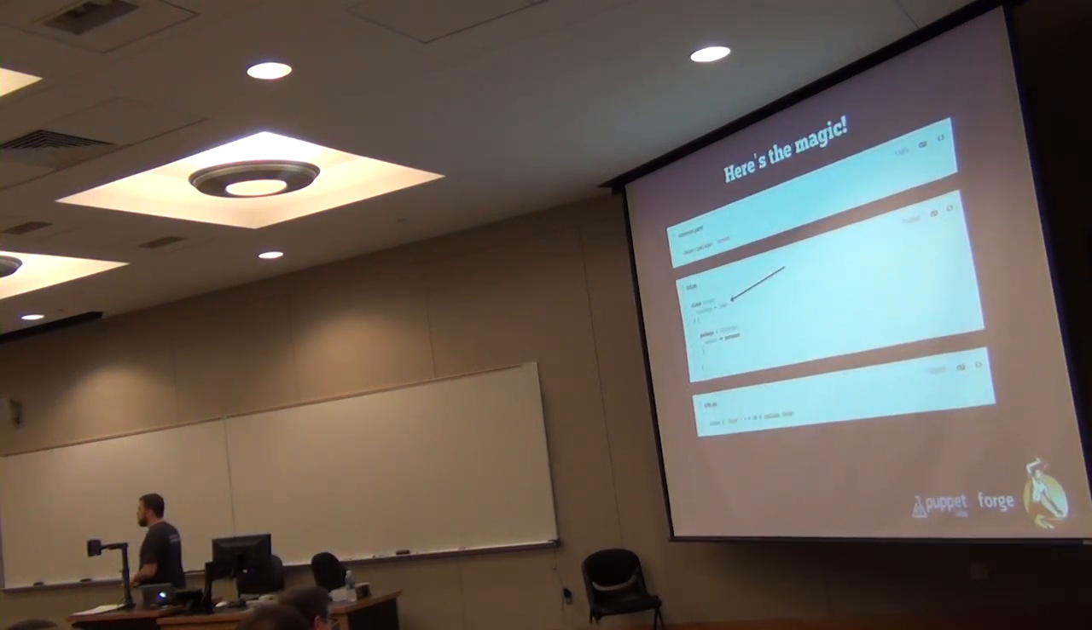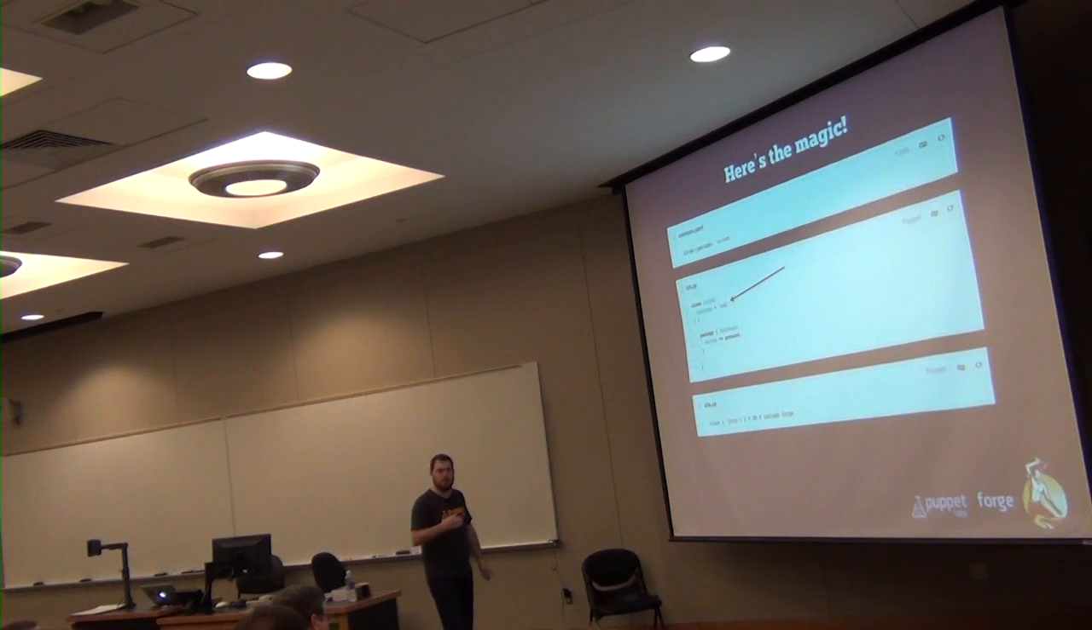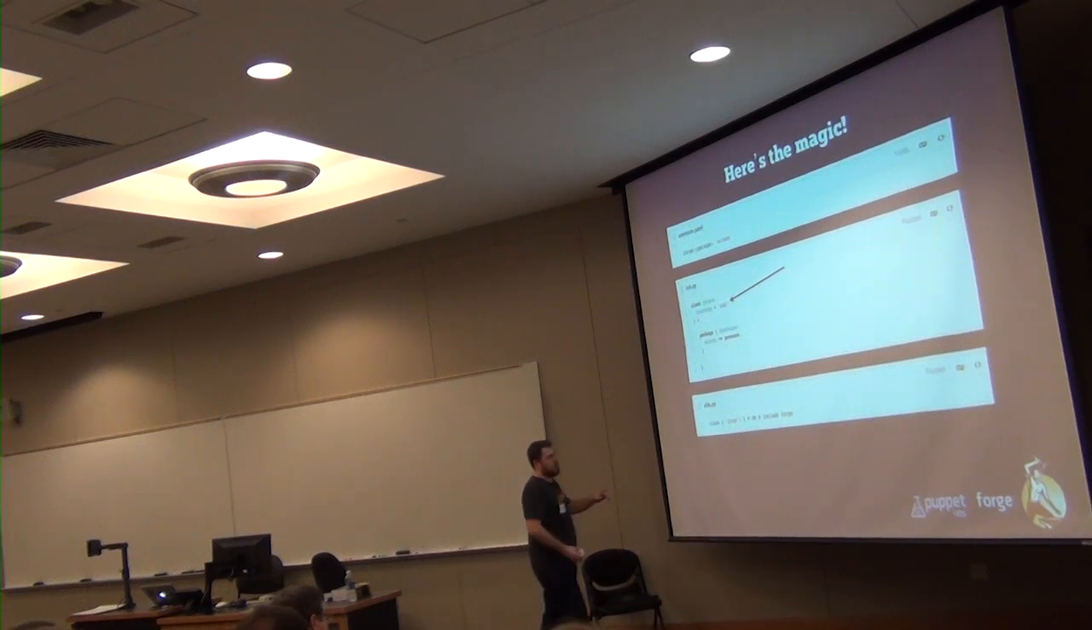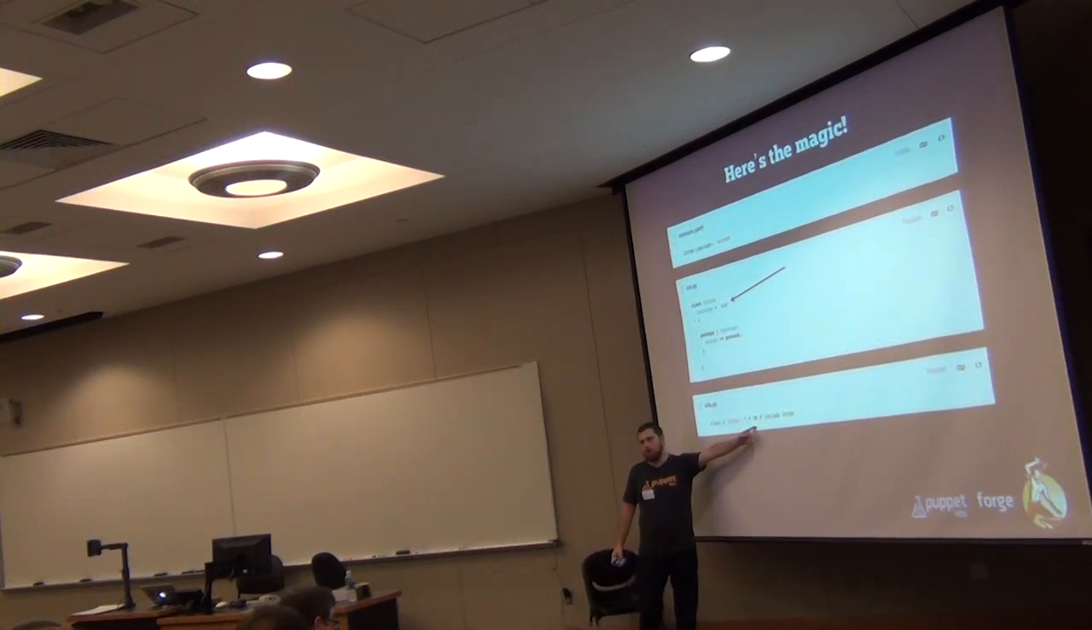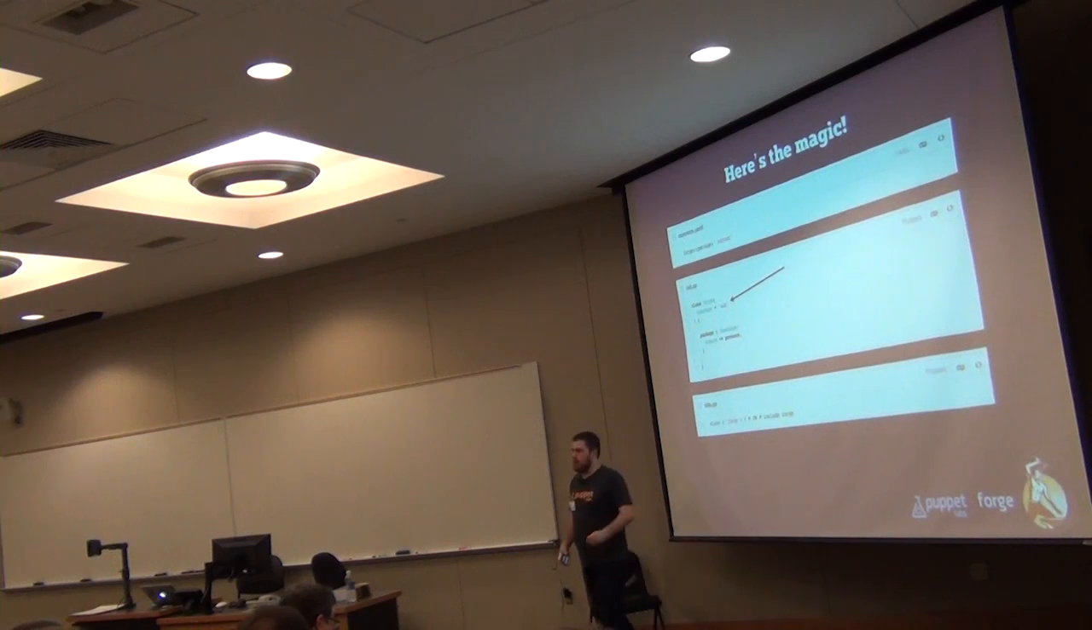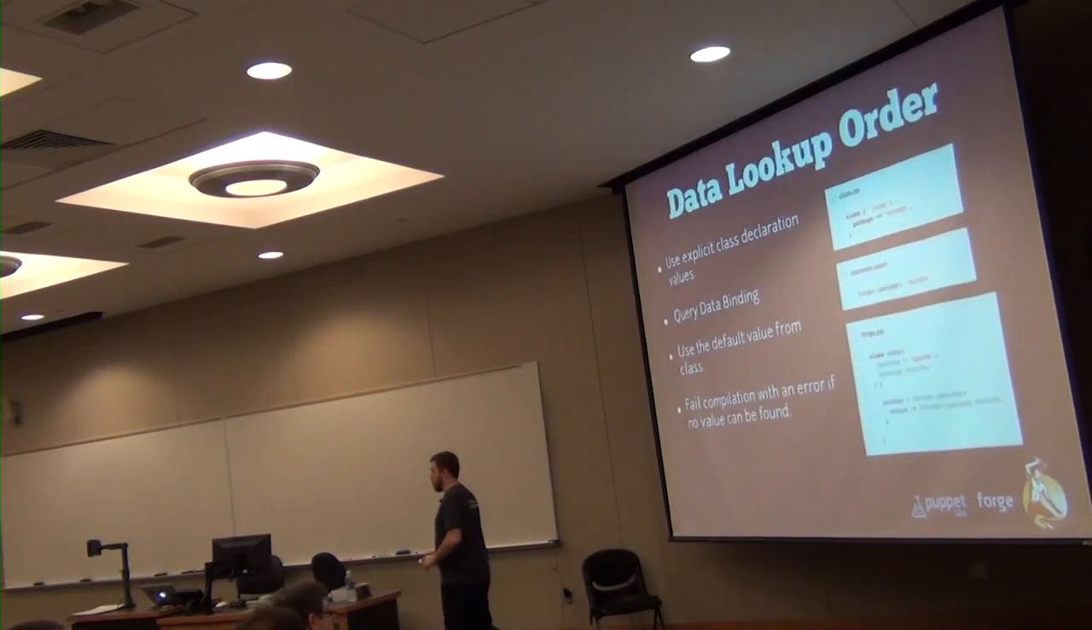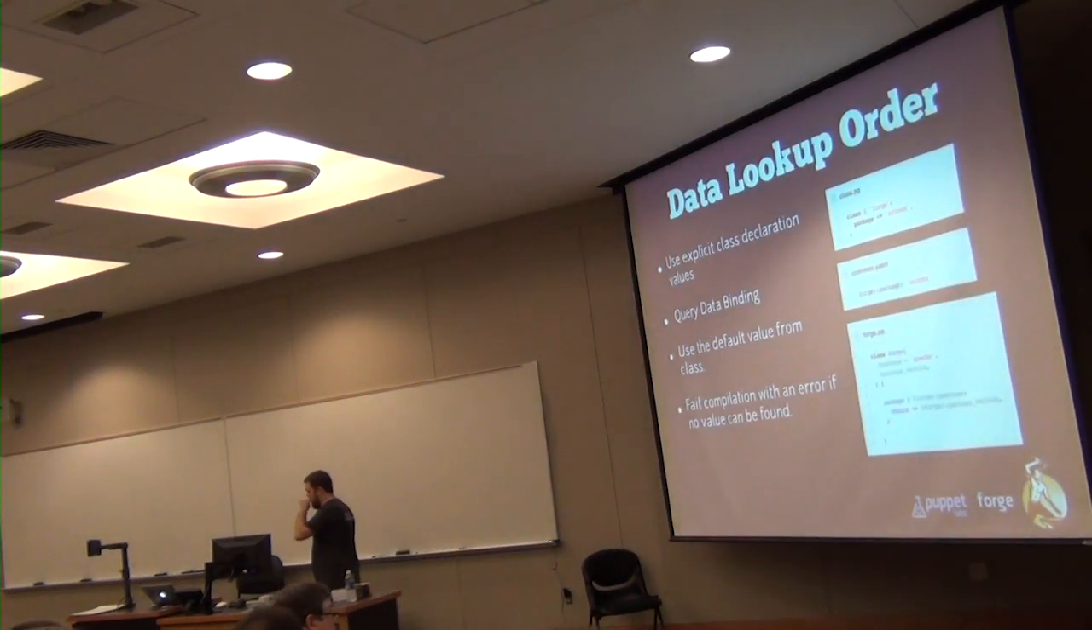So really all you have to do to take advantage of data bindings is create your class like this, and the only thing you say is, hey, I've got a package variable that I need, and I might give it a default value. Equals ssh is the default value. It has nothing to do with Hiera, and then all you have to do is say, I'm going to include forge, and you'll automatically get the data bindings lookup. Let me show you the order of that. It's pretty simple once you get it. So that first step, when Puppet's looking up a piece of data, is to take a look at that explicit class declaration.